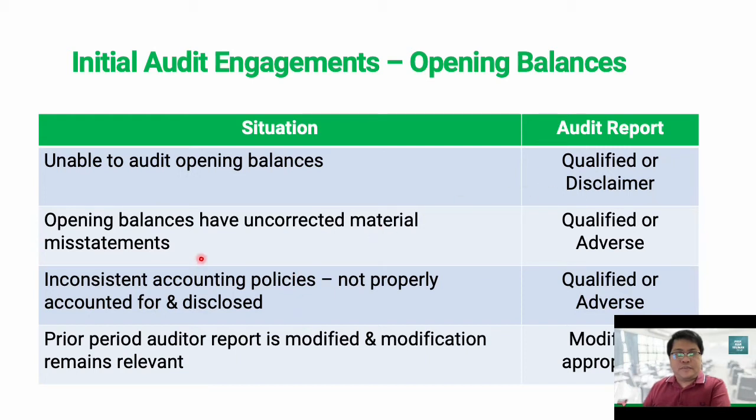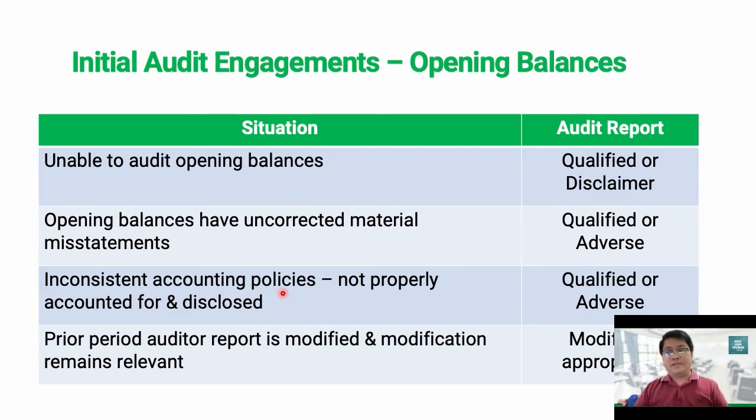Let's say for the opening balances we were able to obtain sufficient and appropriate evidence and we have found material misstatements, and the client refused to correct them. Then that is equivalent to material misstatement, and we know that if the reason is material misstatement, our opinion is either qualified or adverse, depending again on the pervasiveness. Now, if our client uses inconsistent accounting policies, we have to determine whether it is justified or not justified.